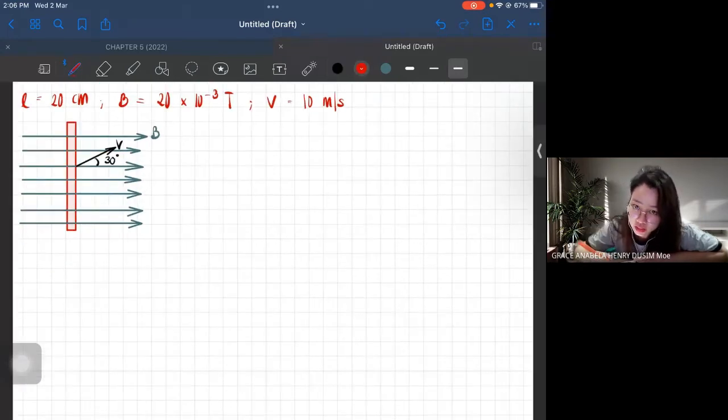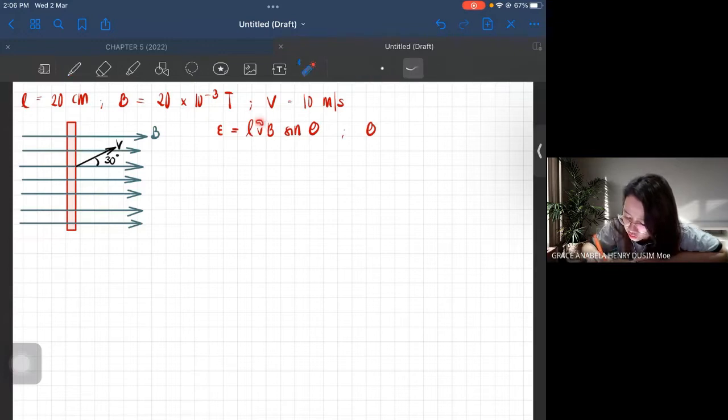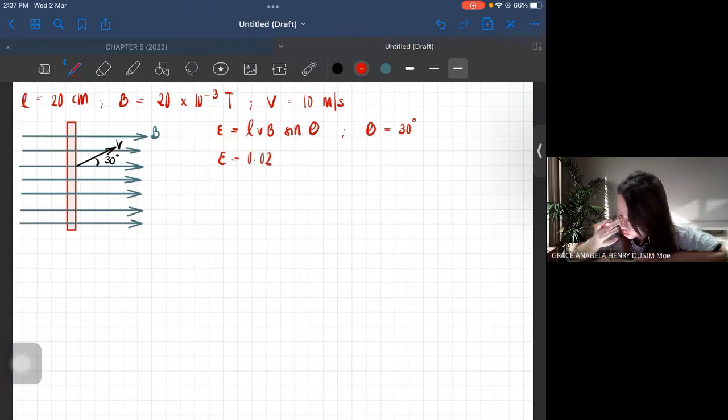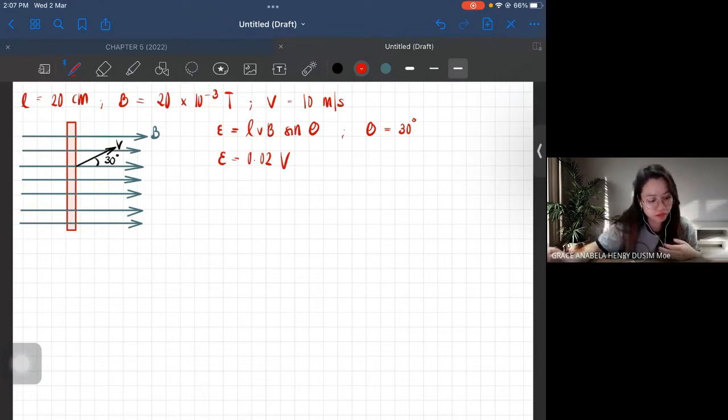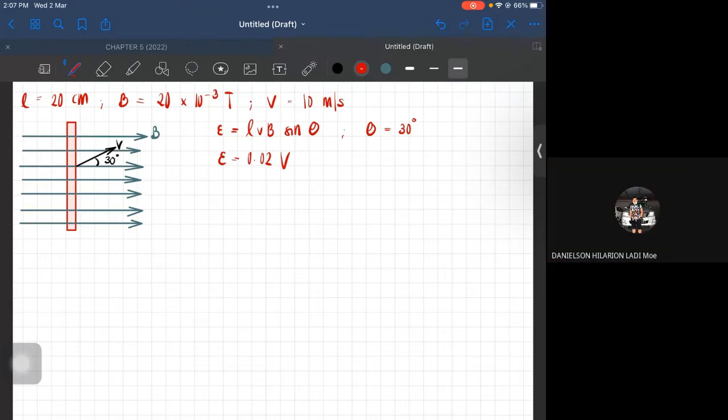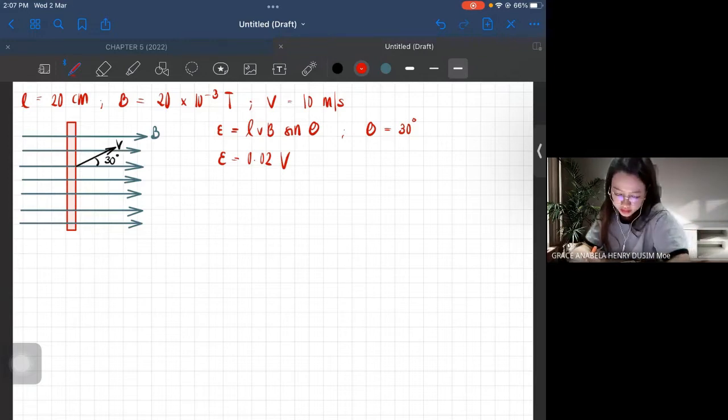Okay. So sekarang induced EMF untuk straight conductor kita guna LVB sin theta. So theta ni it is the angle between the velocity and the magnetic flux density. So angle there is 30 degree lah. So we don't have to calculate the theta, we just directly use sin 30 degree. So the induced EMF kita akan dapat 0.02 volt. Okay, boleh? Boleh, Miss. Dapat. Okay. Lagi soalan lain?